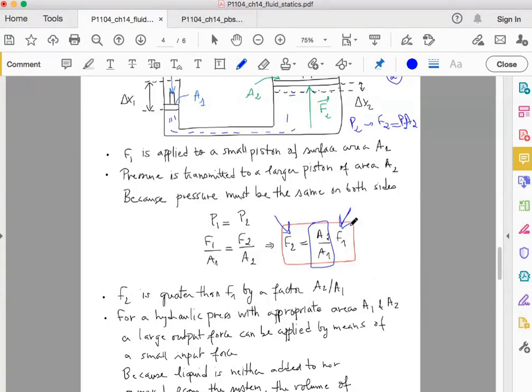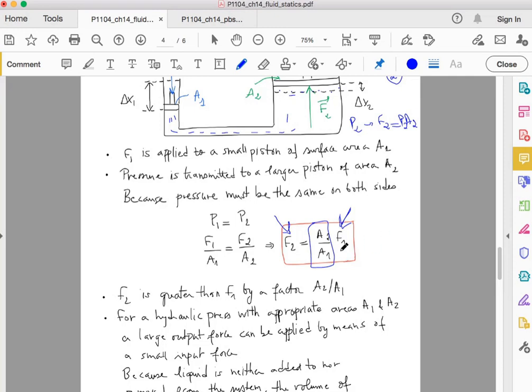Okay, so this is what you need to know from the hydraulic press. This equation you can immediately apply in the exercises. F2 is greater than F1 by a factor which is given by A2 over A1. The bigger A2 is, the bigger the force you get at the output. So that's the first equation.